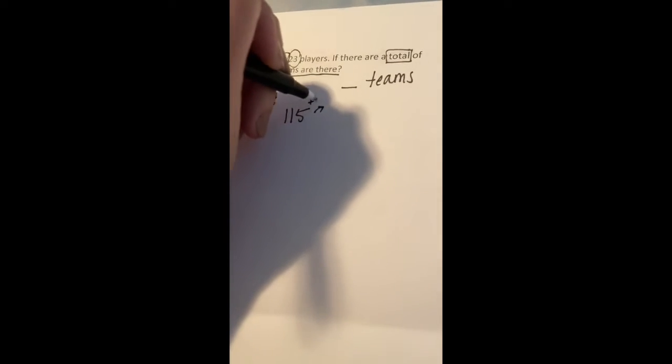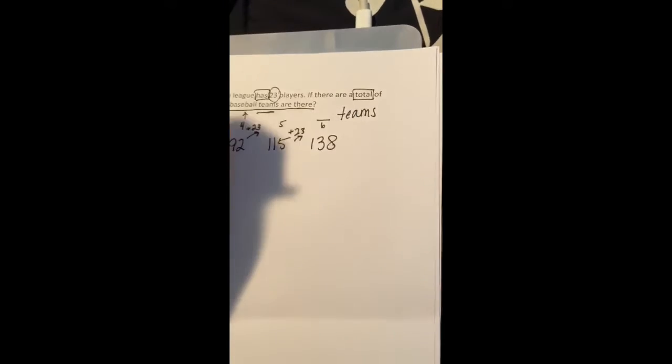I'm going to add another 23 because I still have to keep going. That would give me 6 teams. And I would have how many players? 5 plus 3, 8. 1 plus 2, 3. And 1 plus nothing, 1. Now I have 138 players on 6 teams.